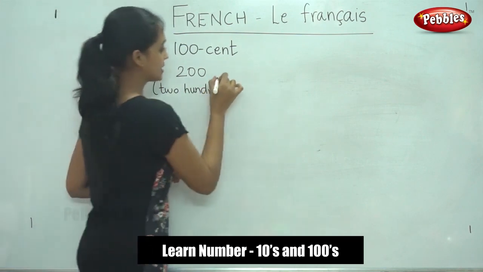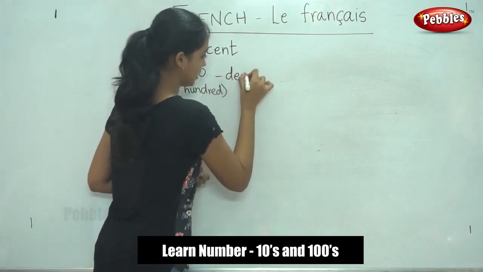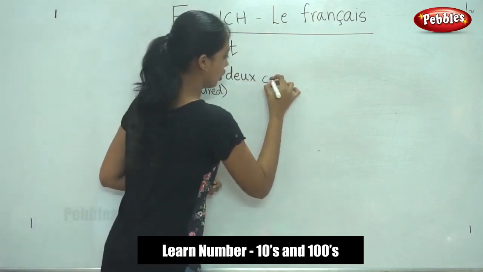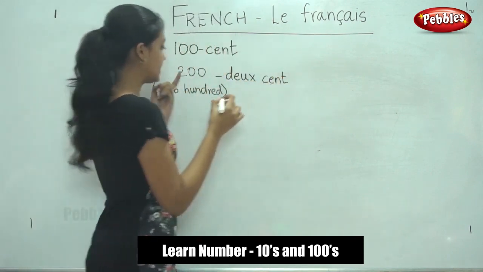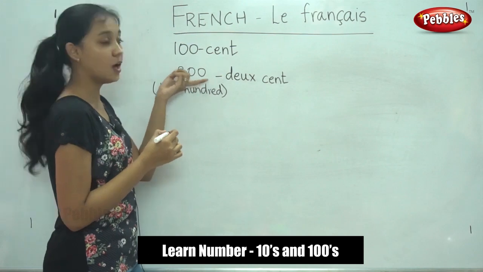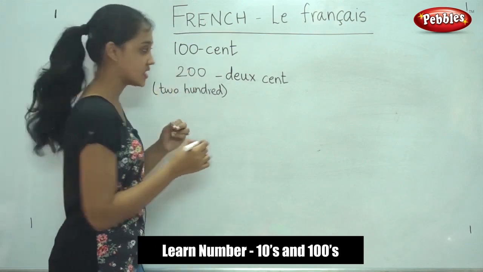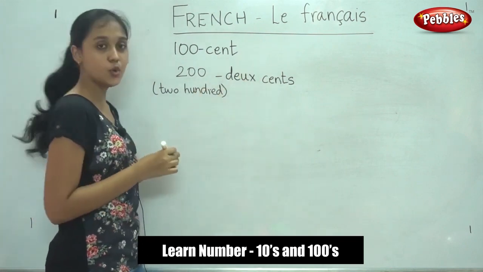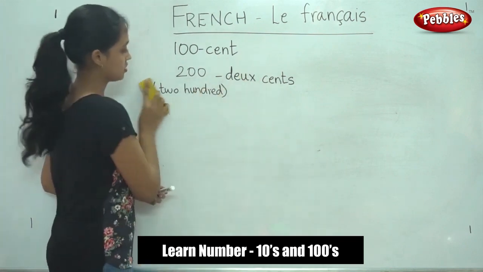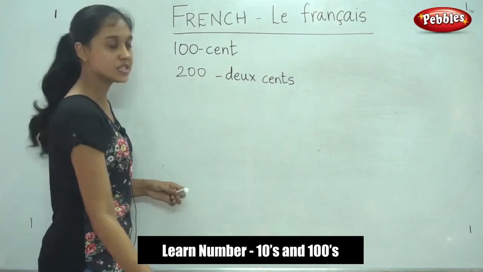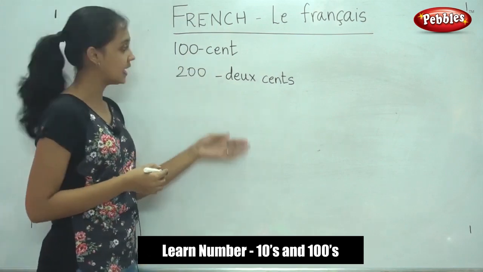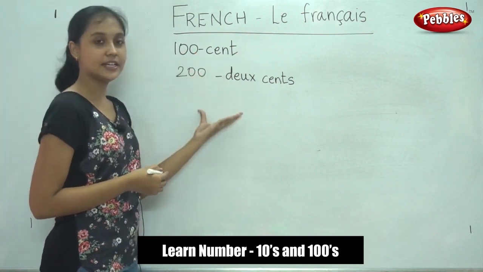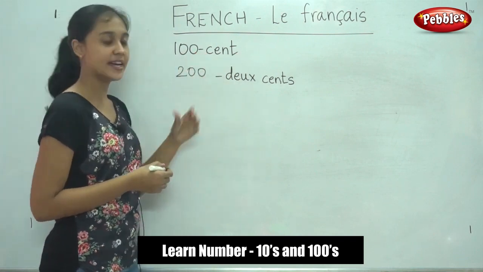So for 2 it is the, and for 100 it is 100. And since there are 200s, it is in the plural, 200s. So there will be an S here. 200. So once you know numbers from 1 to 9 and the word for number 100, you can write numbers 100 to 900.